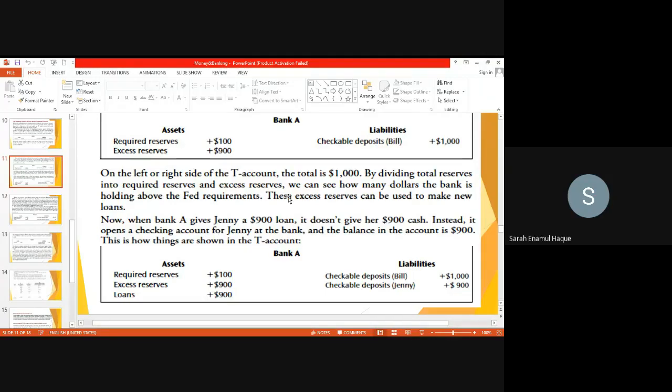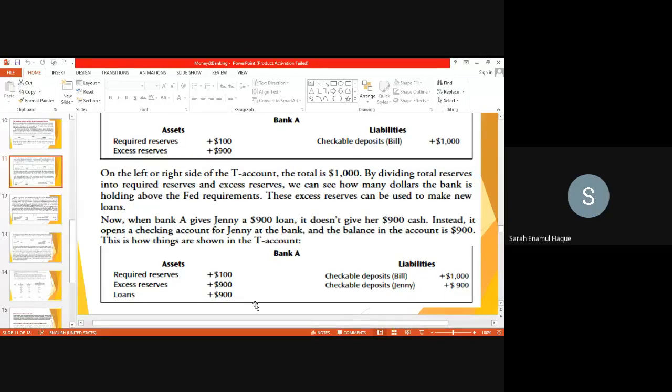Now let's see what change happens in the liabilities. Look at the liabilities portion. So for Bill, its checkable deposits is $1,000, but at the same time, checkable deposits for Jenny is 900, right? Because remember there is a new account in Jenny's name, and in that account there is $900. So see, there is a total of 1900 now, and here also there is 1900. So you see, money has actually increased. But let's move to the next portion to understand it better.